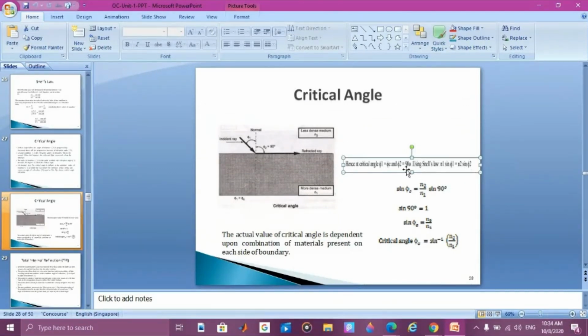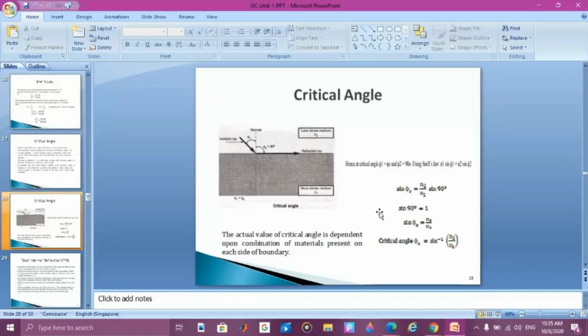90 degree இல்லையா? So sin 90 degree. So sin 90 degree 1ன்றது உங்களுக்கு தெரியும். அப்ப என்ன ஆகும்? sin pi c equal to n2 divided by n1, இது cancel ஆயிடும். ஓகேவா? So sin pi c equal to n2 divided by n1. So the critical angle pi c equal to sin inverse of n2 divided by n1. Okay. So this is the critical angle in optical ray theory. So pi c equal to sin inverse of n2 divided by n1.